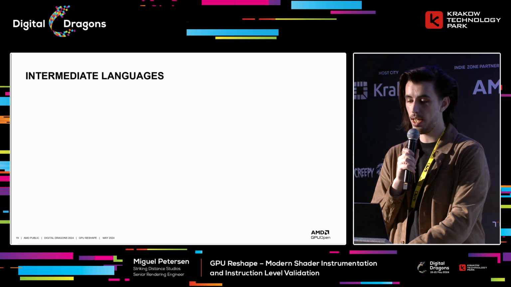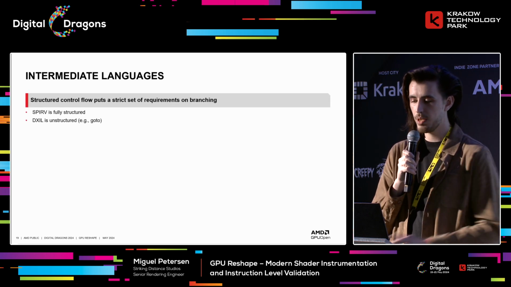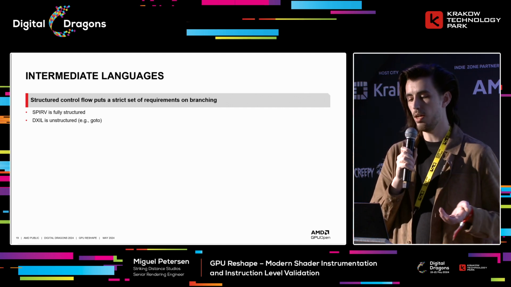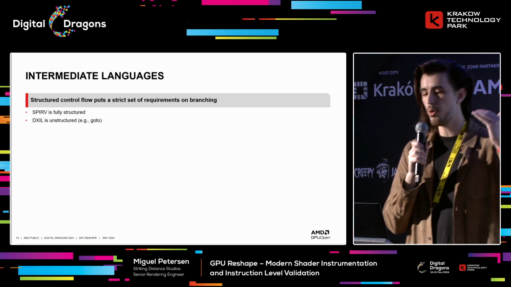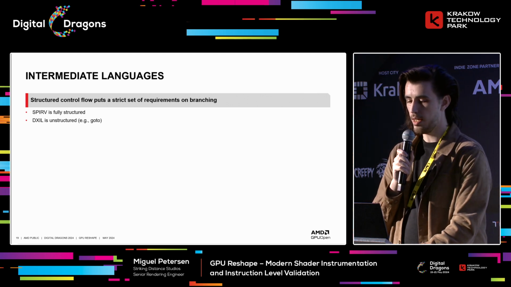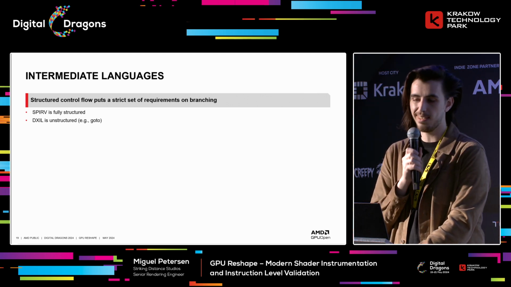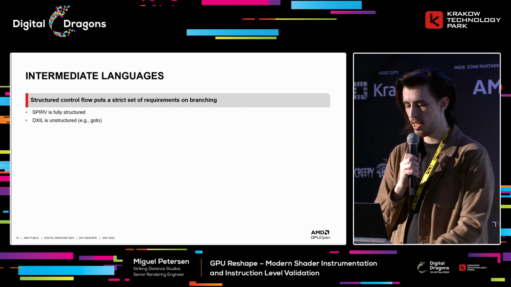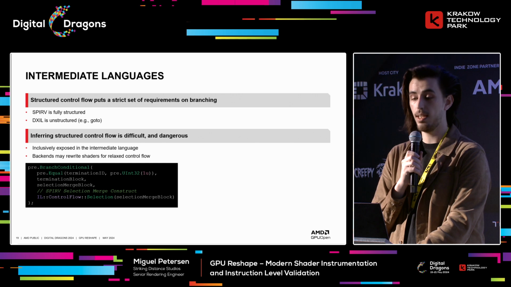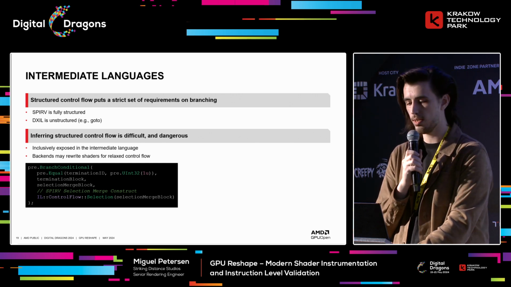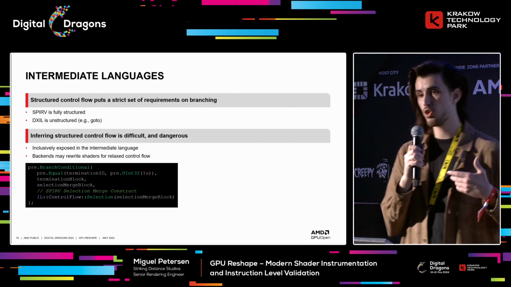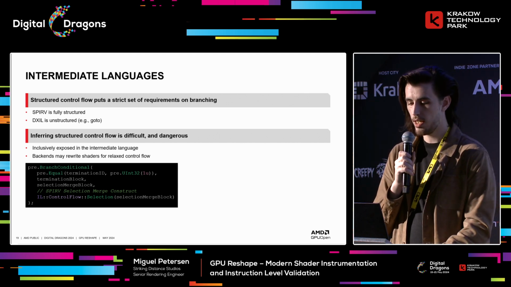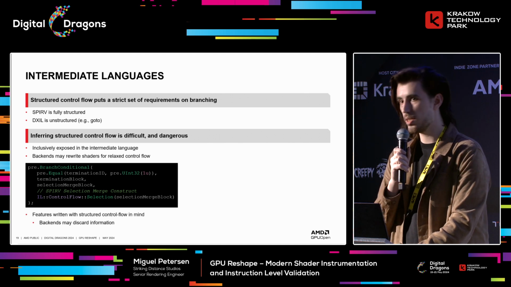Another difference is what's known as control flow. Now, I'm going to keep it simple and say that structured control flow is a very strict set of requirements on branching, where flow is sort of the order of operations within a program. SPIR-V is a structured format, DXIL is not. Imagine DXIL as a bunch of gotos and jumps. The thing is, inferring this is very difficult and dangerous, so it's instead exposed in the language. In this screenshot, we're performing a branch to one of two blocks, and we inform the backend where these two paths will later merge. If the backend needs this information, it'll use it, and if not, it'll just discard it.